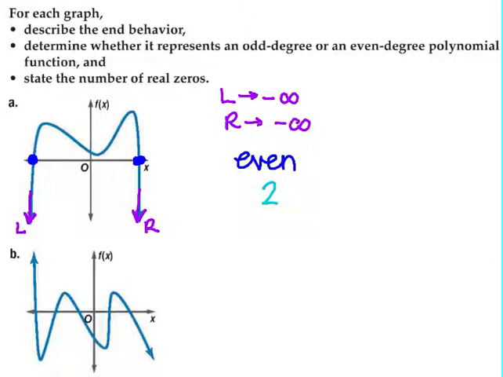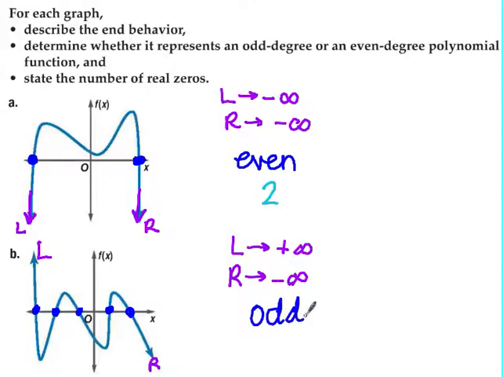So let's look at the next one. L, R, left and right. From the left, what is the end behavior? Positive infinity, it's going up. What about from the right? Negative infinity, it's going down. Okay, next step. 1, 2, 3, 4, 5. What is this? Odd. And my next answer is 5.